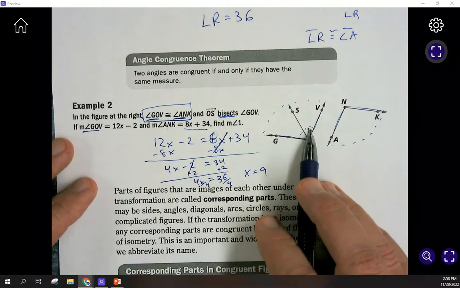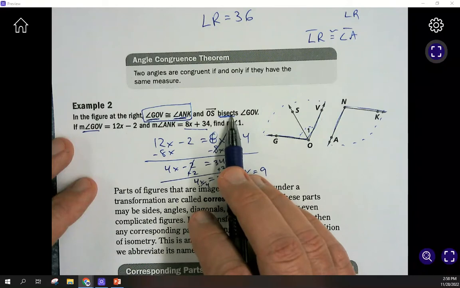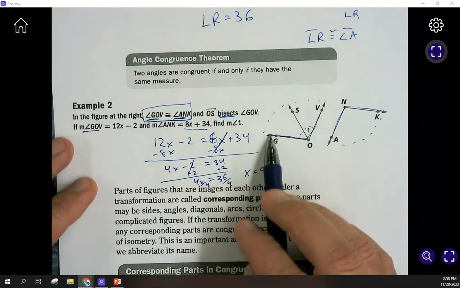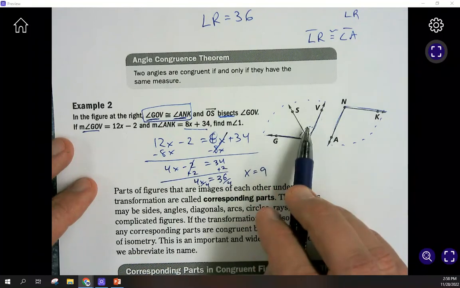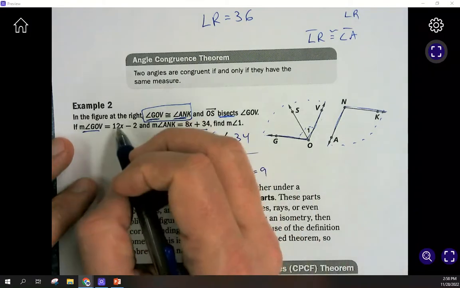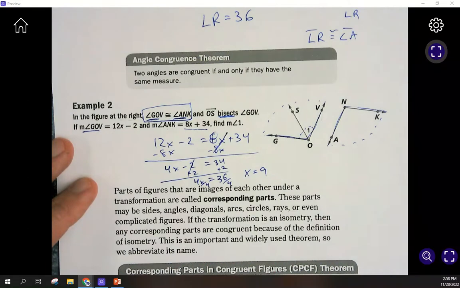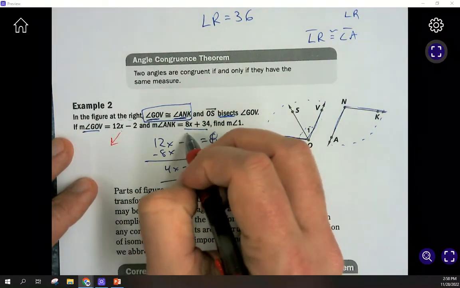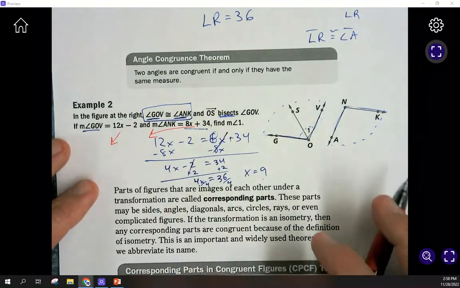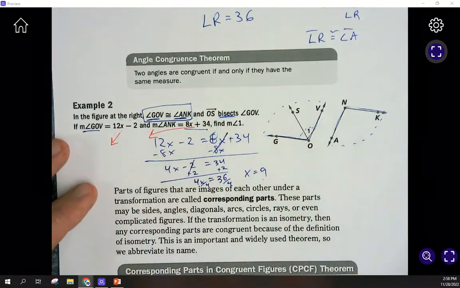So to find the measure of angle 1, I need to use this bisects information and figure out what is this whole angle, and it's not 9. What is this whole angle, and then cut it in half, and that's what angle 1 is. So first of all, these two are equal to each other. So if I plug in x for this one, and I plug in x for this one, I better get the same answer because they're supposed to be equal to each other.